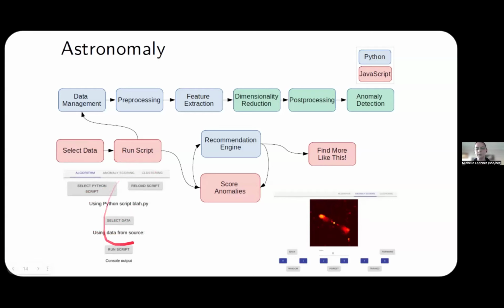So basically you write a little script which puts the pieces of Astronomaly together, reading in the data, reading in the features, or doing feature extraction, running an anomaly detection algorithm, etc. And then you give the script to the server, and it'll boot up this JavaScript interface that you can work with. And then you can iteratively score these anomalies and sort your data from most to least interesting.